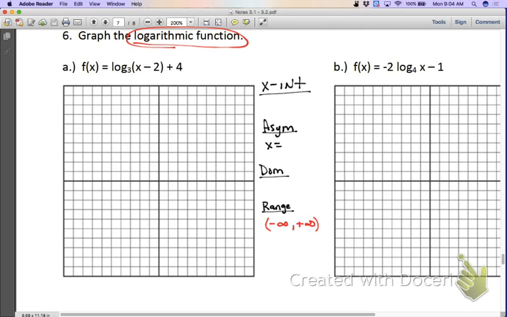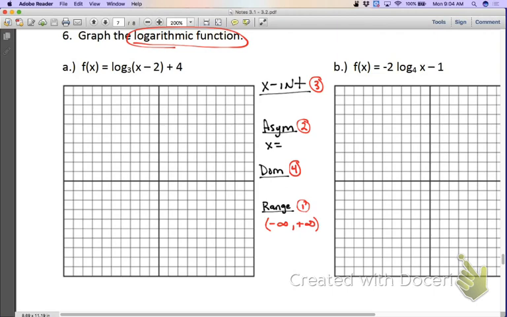So in the order in which I would solve this, I would always do the range first, your asymptote second, your x-intercept third, and then I would worry about the domain. We're going to do this very similar to how we did exponentials. Now, with exponentials, your asymptote was always your k value, whatever was plus or minus on the backside.